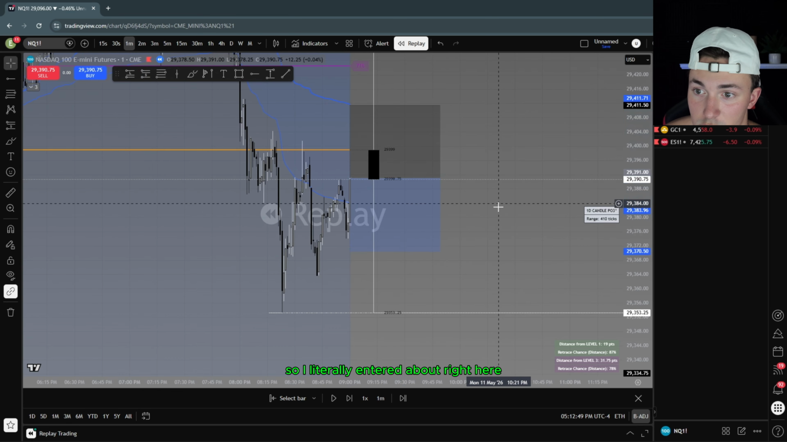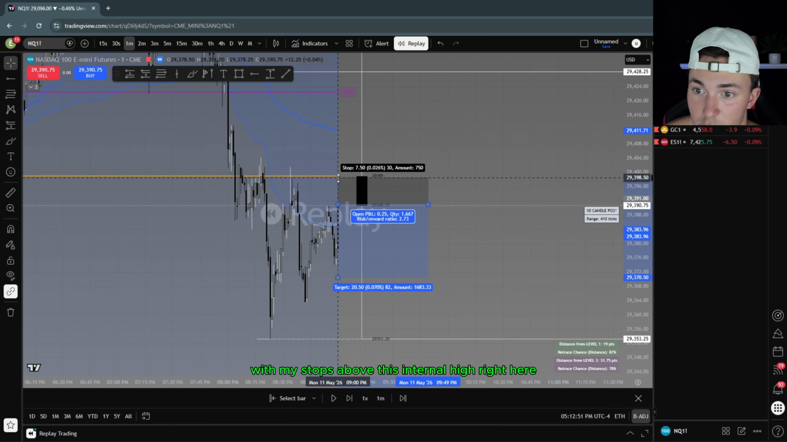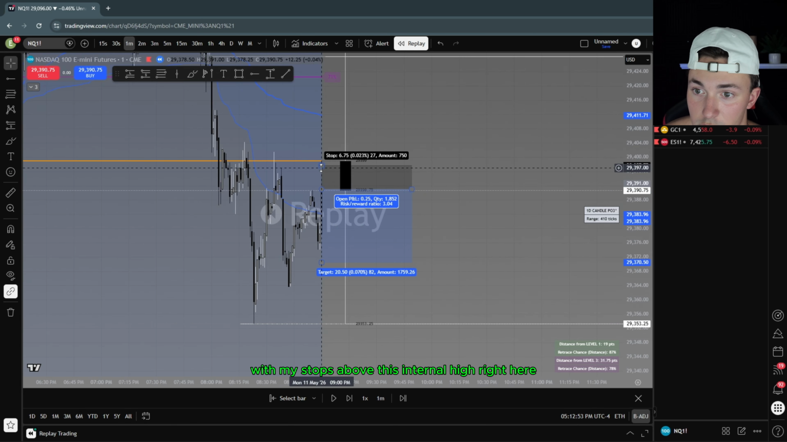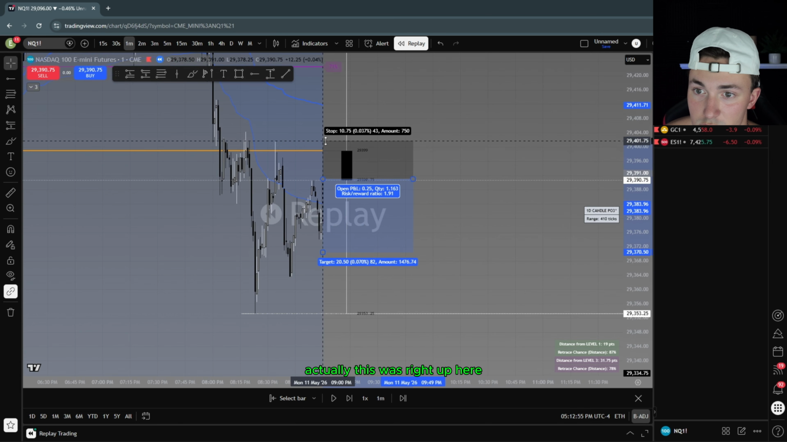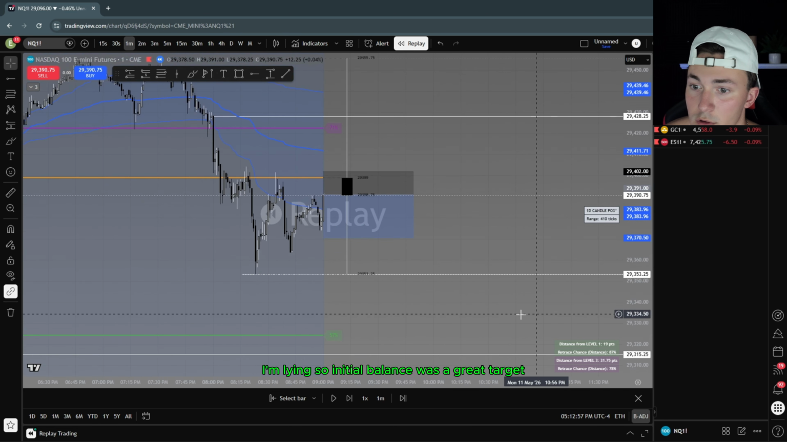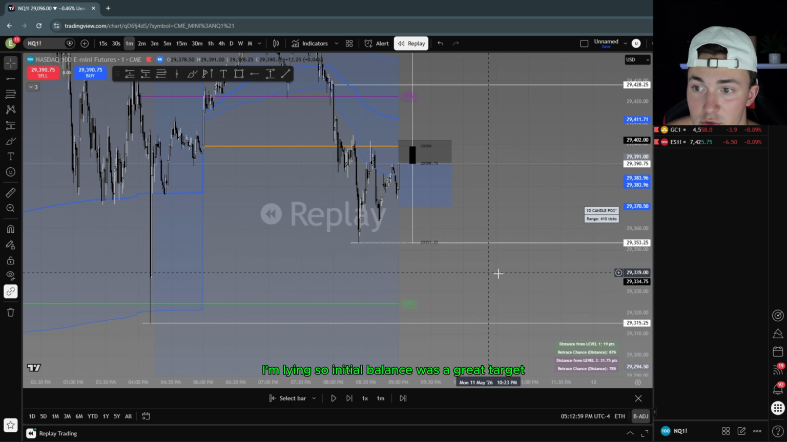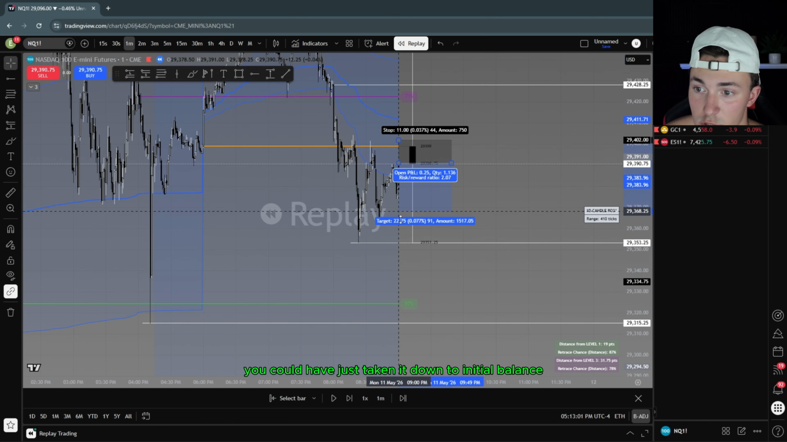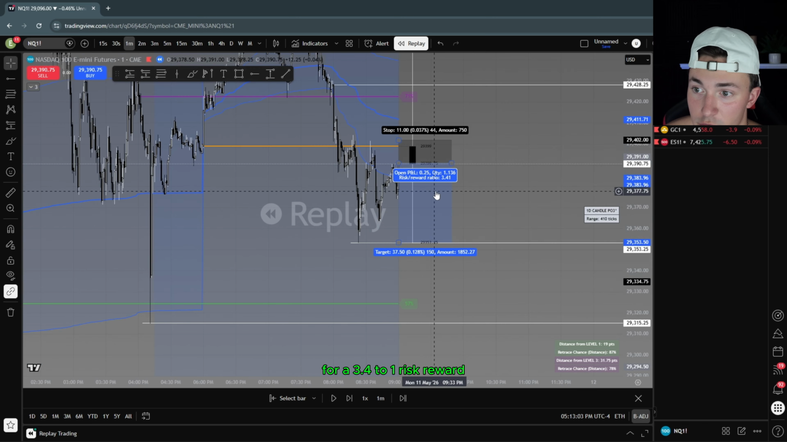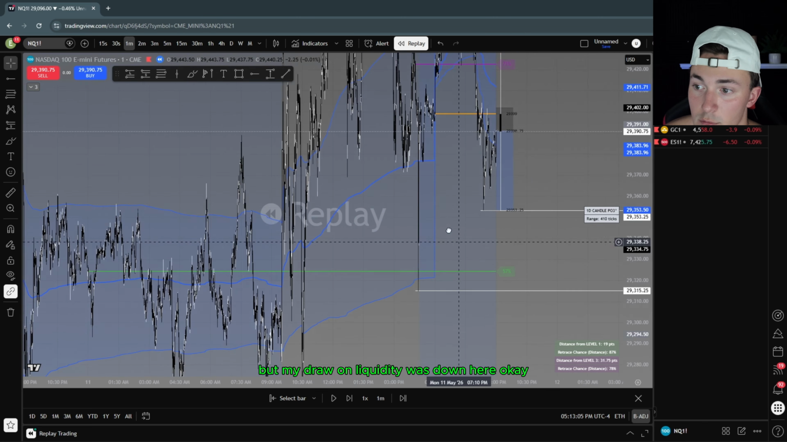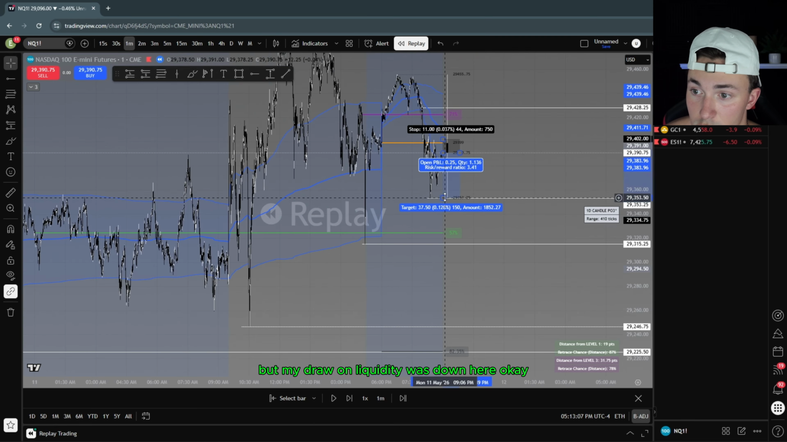So I literally entered about right here with my stops above this internal high right here. Actually, this was right up here. I'm lying. So initial balance was a great target. Yes, it was. You could have just taken it down to initial balance for a 3.4 to 1 risk to reward, but my draw on liquidity was down here.